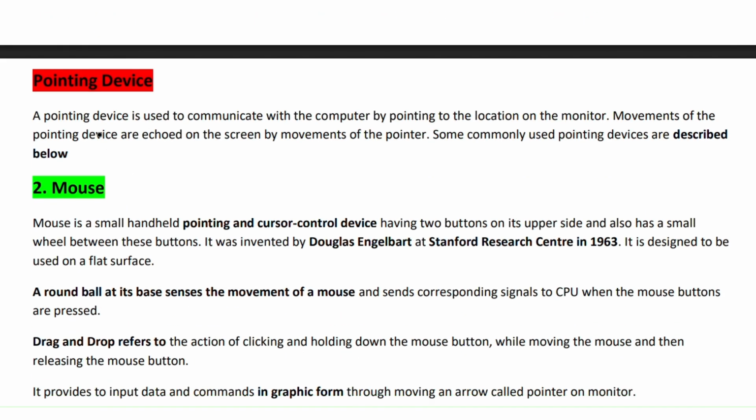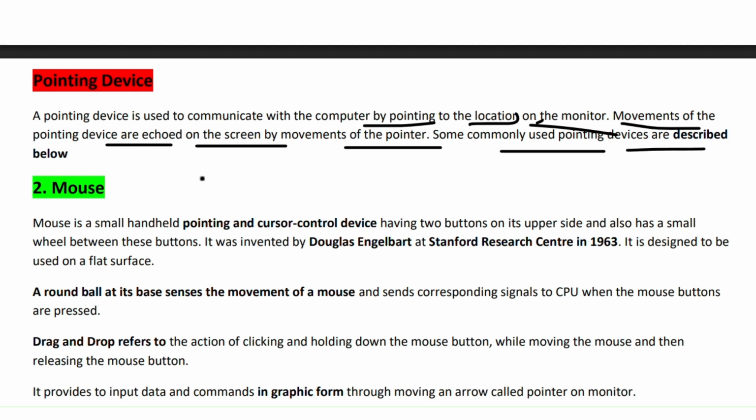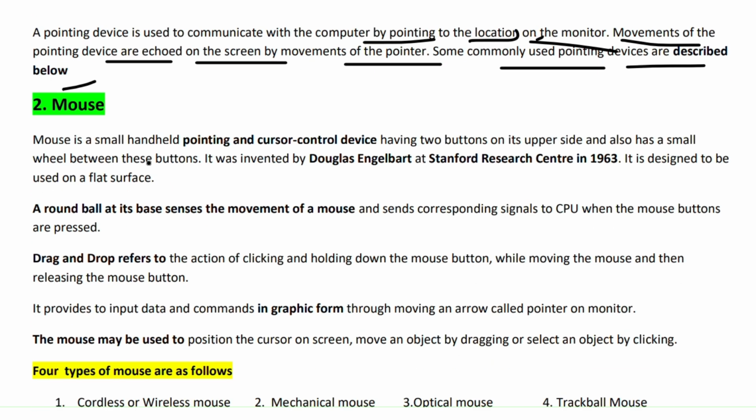What is a pointing device? A pointing device is used to communicate with the computer by pointing to a location on the monitor. Movements of the pointing device are echoed on the screen by movement of a pointer. Some commonly used pointing devices are described below. Mouse is a small handheld pointing and cursor control device having two buttons on its upper side and also a small wheel between these buttons.